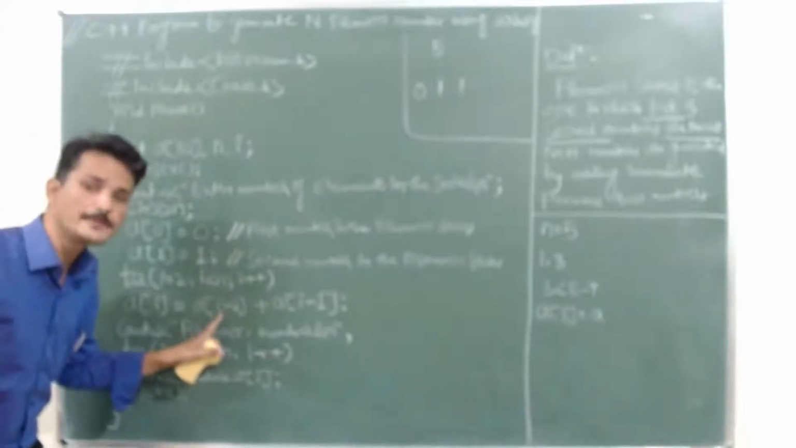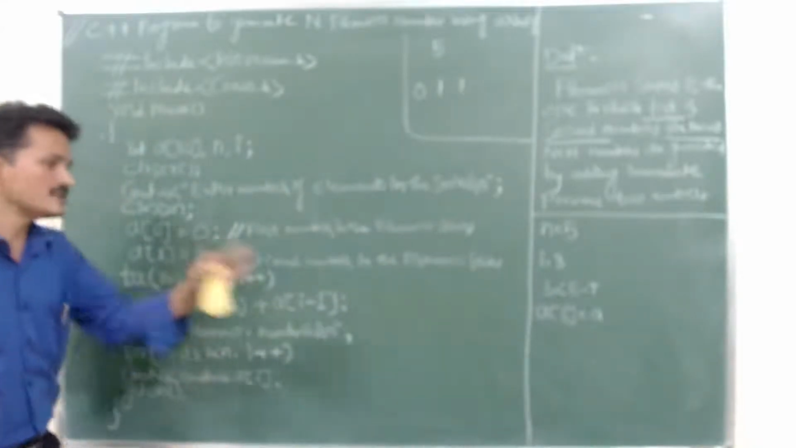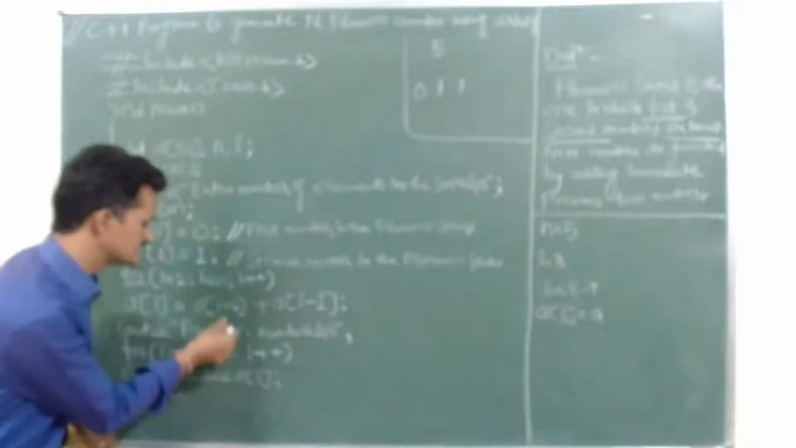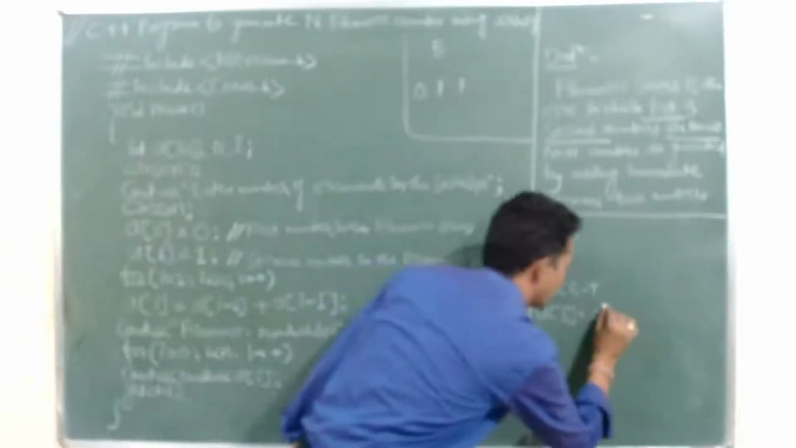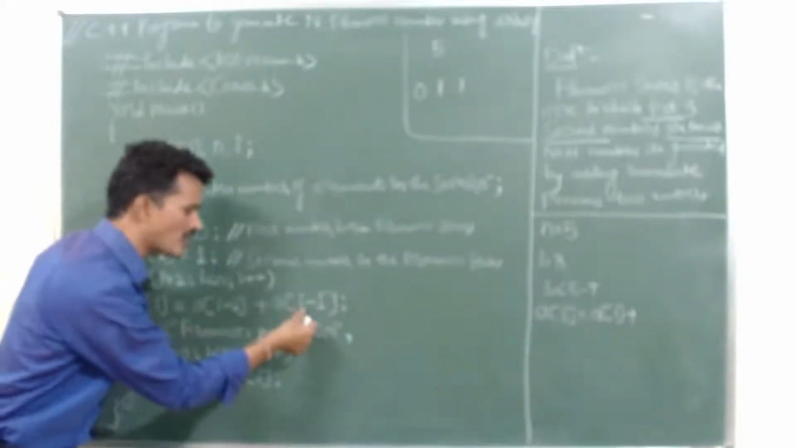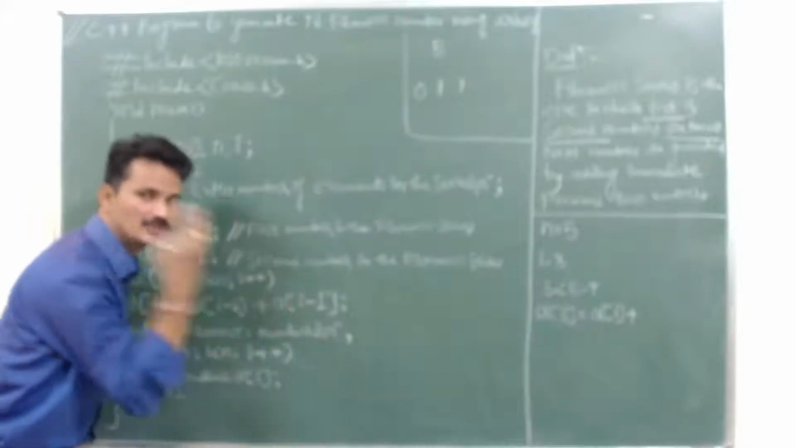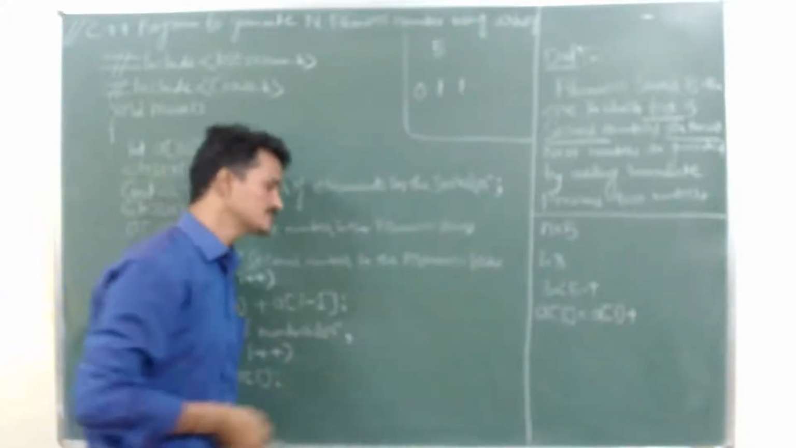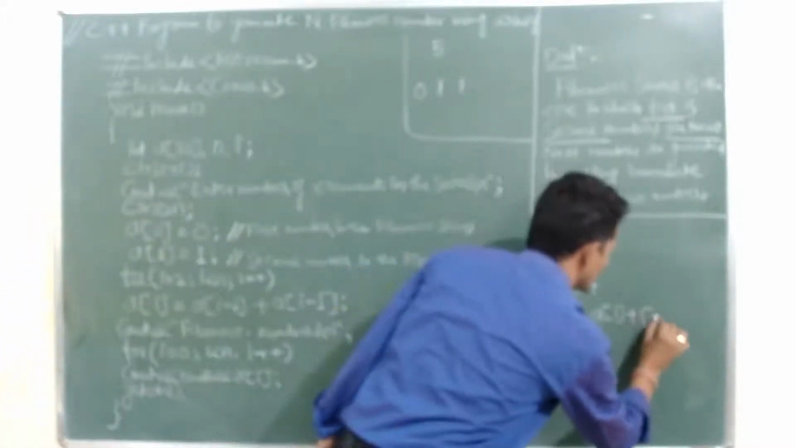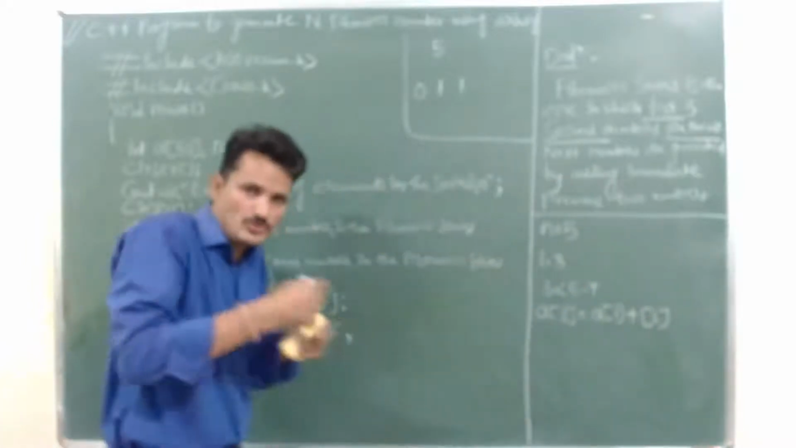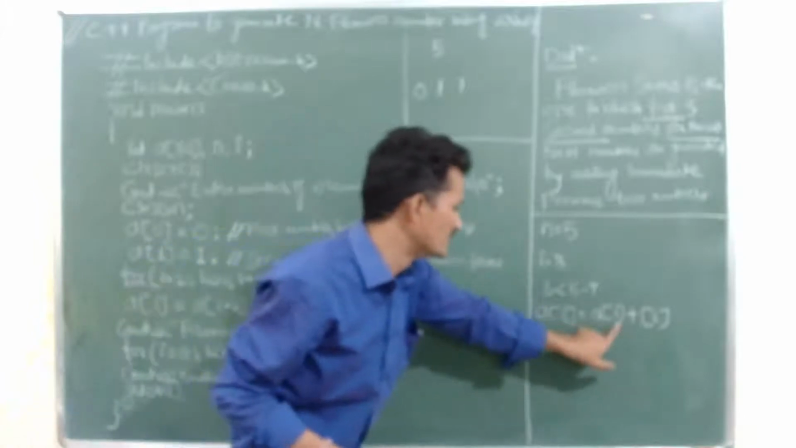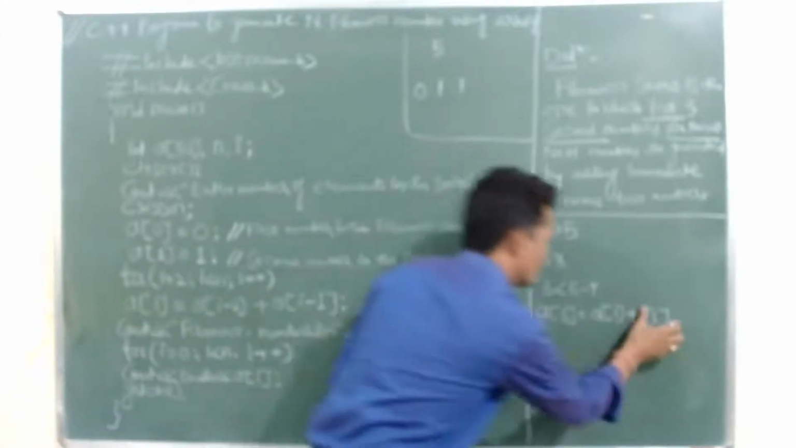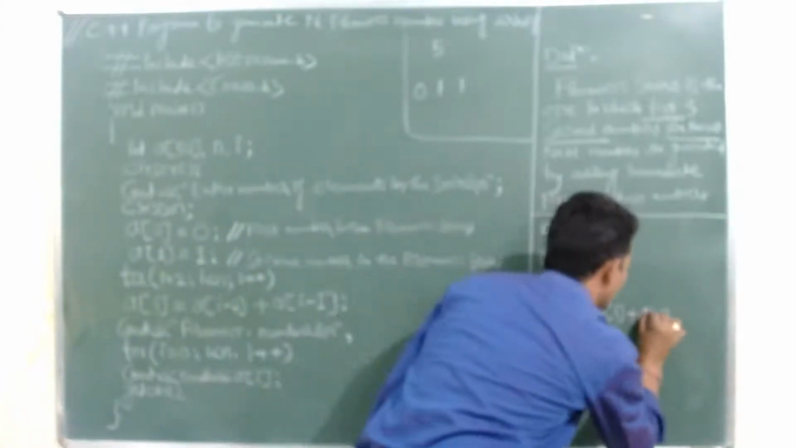What is the value of I? I is having the value 3. That means 3 minus 2 is 1. That is nothing but, straight away, I write A of 1 plus A of I minus 1. What is the value of I? 3. 3 minus 1 is 2. So I have to substitute the values that are stored in A of 1 and A of 2.